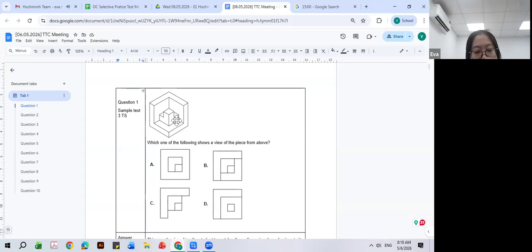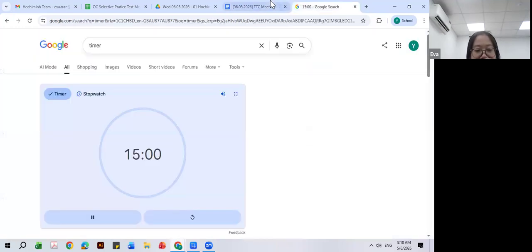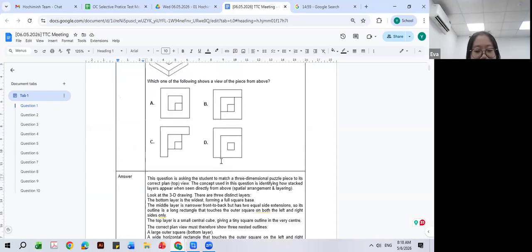So the inner shape will, when we look from above, it will have a space between the outer shape and the inner one. So the space will be here. And finally, we will see the small square in the middle of the features. So we can see that only option B matches with the correct answer. So we choose option B.